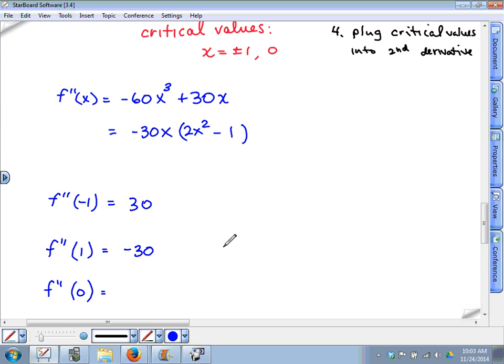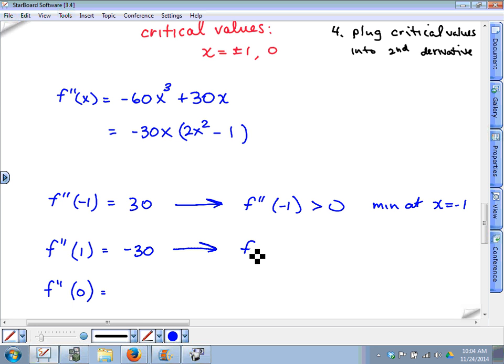Now hold on a second. Let's stop right here before we do 0. From here, this f double prime of negative 1 is greater than 0, right? Because 30 is greater than 0? What does that mean happens at negative 1? That interval is a concave upward interval because the second derivative is positive. So what does that mean about -1 in terms of an extreme? Minimum or a maximum? -1 is a minimum. This means there's a minimum at x equals -1.